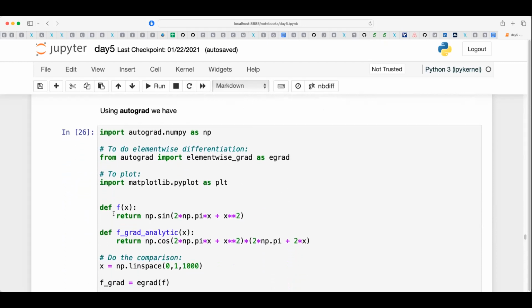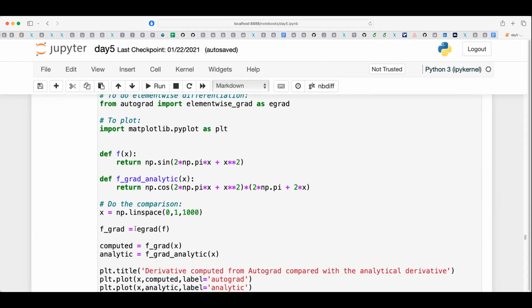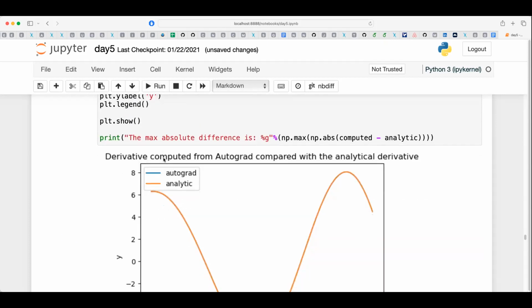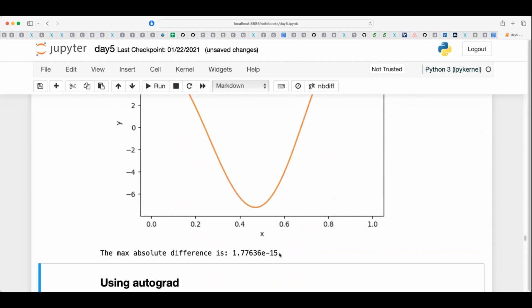You have the function you want to calculate here, and you have the analytical expression. I'm setting up an array with 1,000 points. And here I simply calculate the gradient of that function, or the derivative, by using AutoGrad. And then I compare the two, and what you will see is that basically there's no difference. The difference between the analytical one and the one calculated by AutoGrad is 10 to the power of minus 15, which is zero computationally. So AutoGrad is something I strongly recommend.